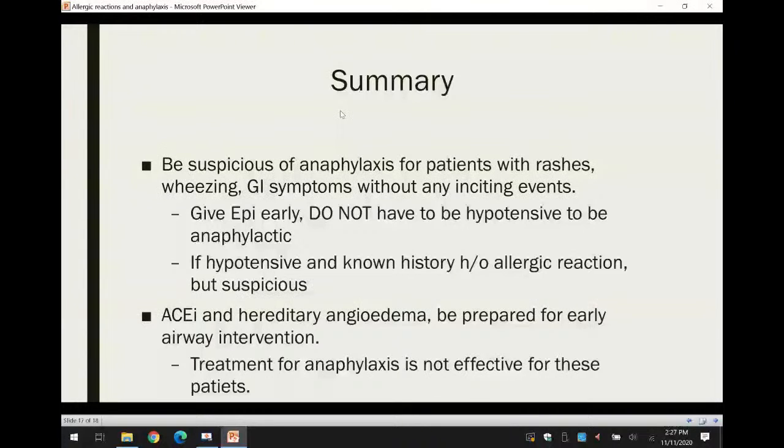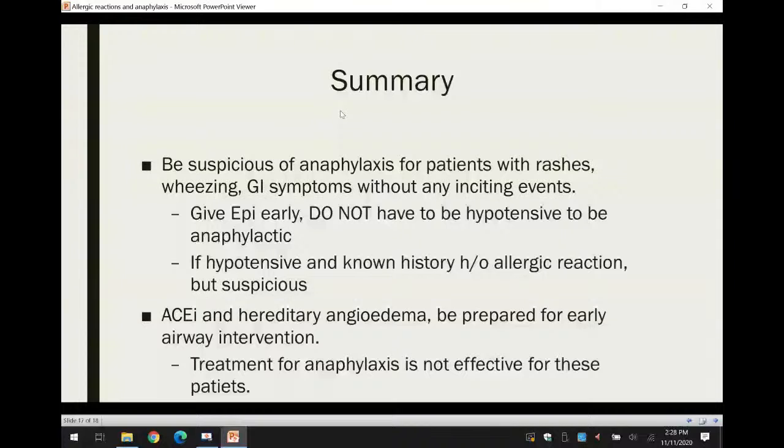And anytime someone is hypotensive and has any sort of known allergen or a previous history of allergic reaction, even if they don't know if they've been exposed as the inciting event, anaphylaxis should always be a consideration as a differential. And then your ACE inhibitor and hereditary angioedema.